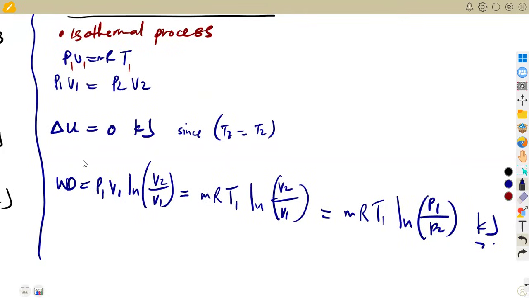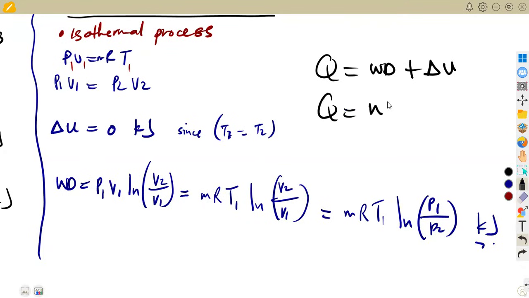All right. Q is the sum of the work done and the change in internal energy. So Q is equal to the work done plus the change in internal energy, which is 0, we do not have it. So simply Q is equal to the work done under an isothermal process. The heat added or rejected is equal to the work done.